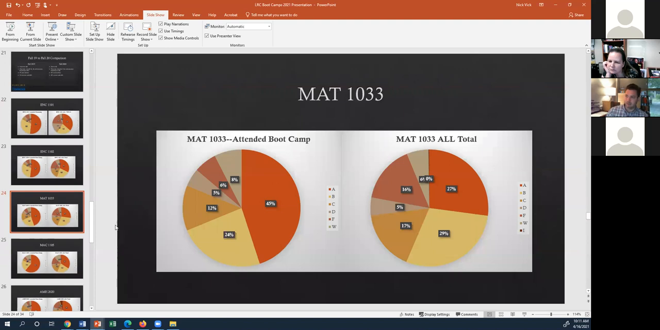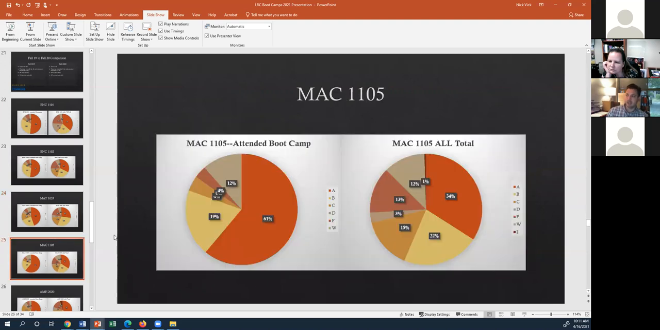And again, even with intermediate algebra, you see a higher percentage. College algebra, really excited about that. 61% of the students who attended finished with an A.